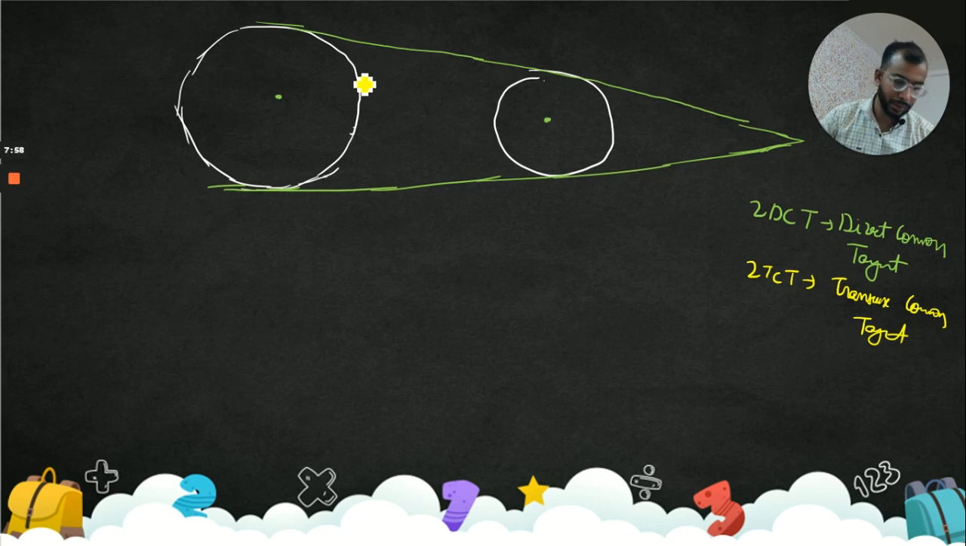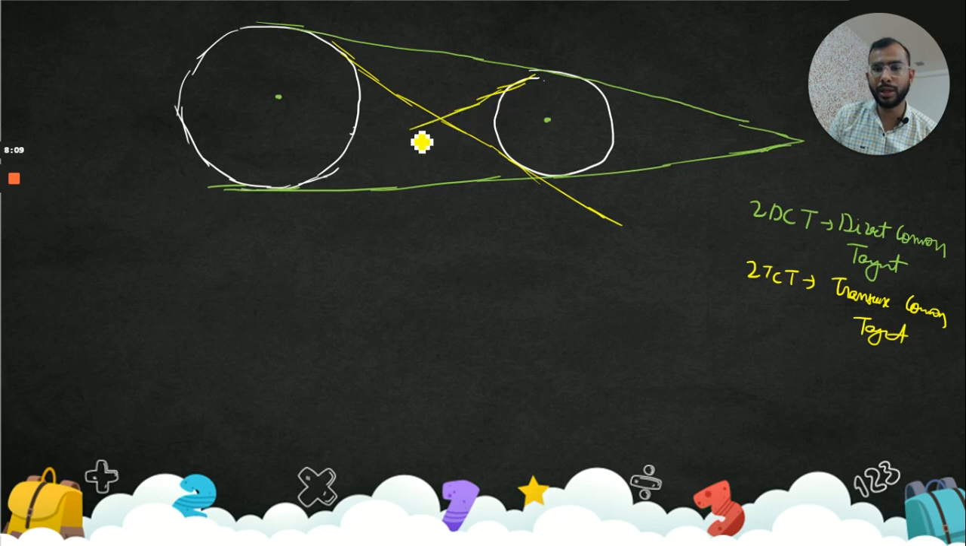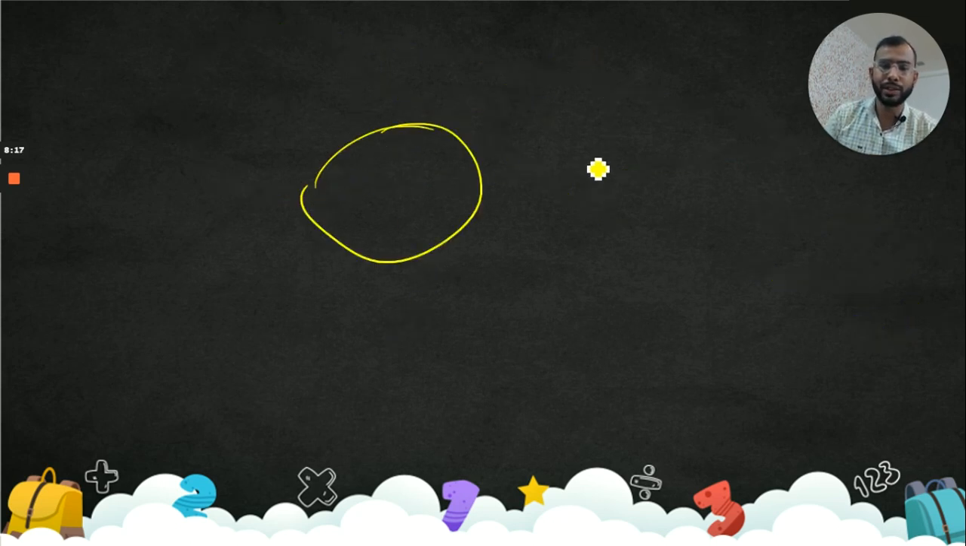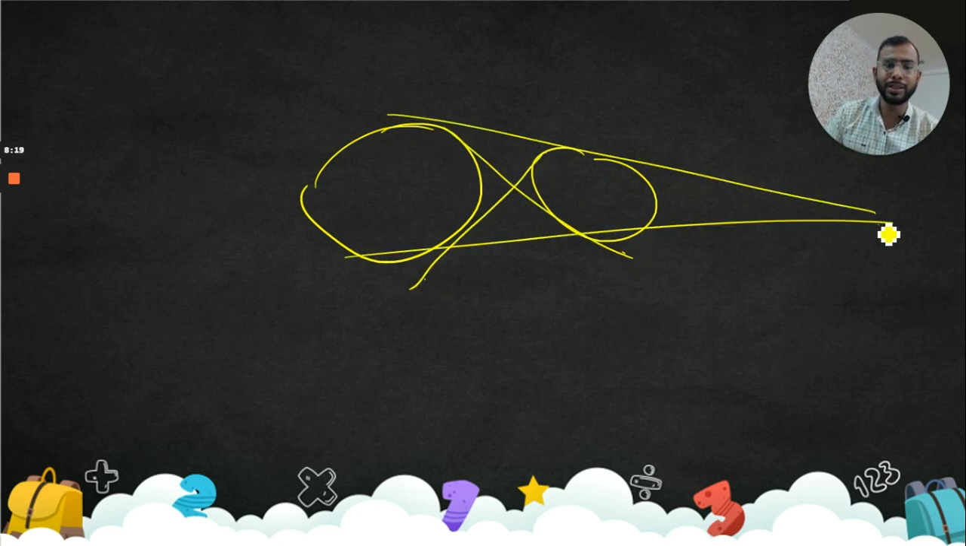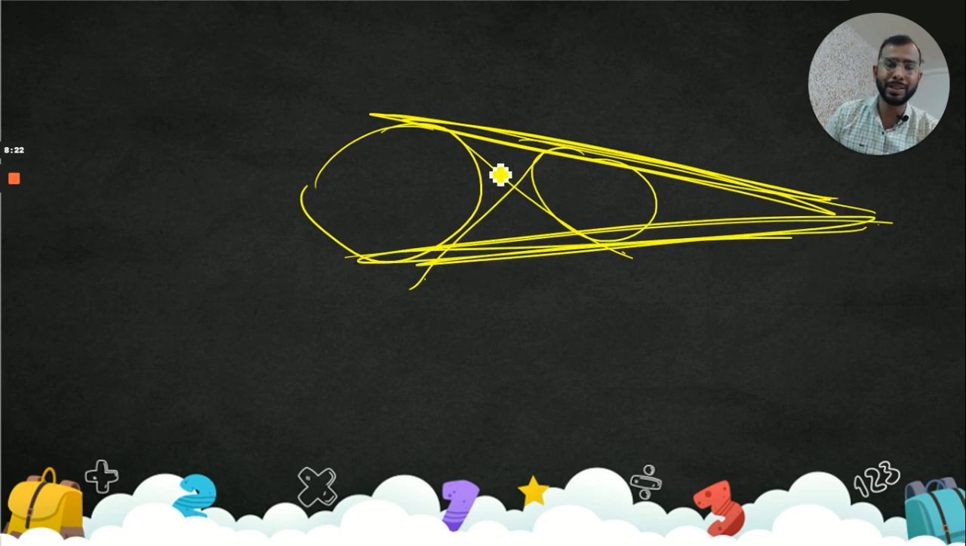What do they look like? Something like this. You got this, right? The circles are not intersecting. The main point is internally. For example, if this is the first circle and this is another circle, one tangent like this, another tangent like this. The external ones we are calling direct common tangents. This is a transverse common tangent.